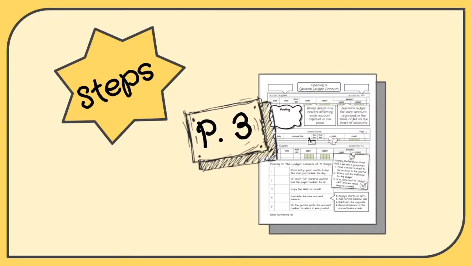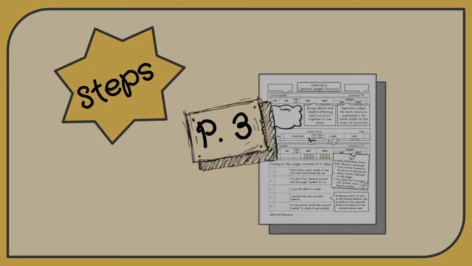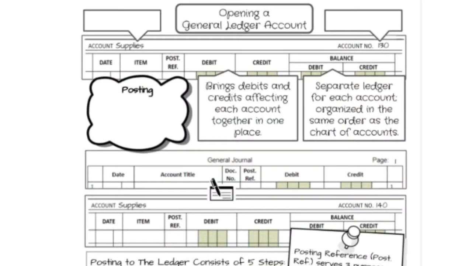Moving on to page 3, we're going to go over the steps for posting from a general journal to a general ledger. First, at the top of the page, we have opening a general ledger account. And to open an account, you simply write the account title and the account number at the top of the general ledger account.